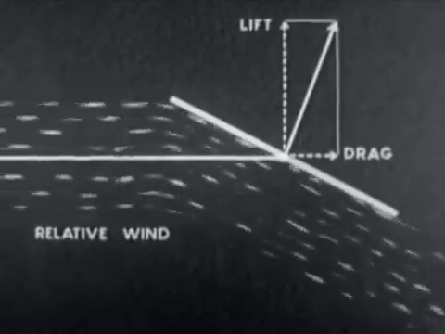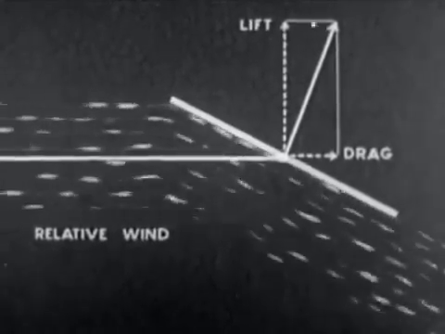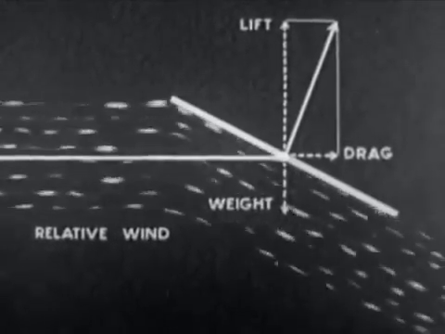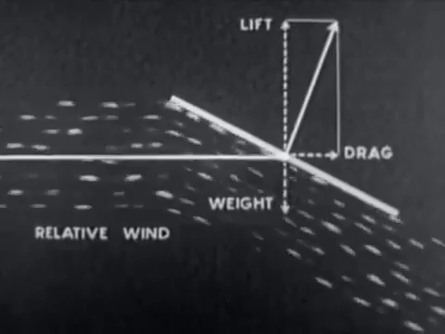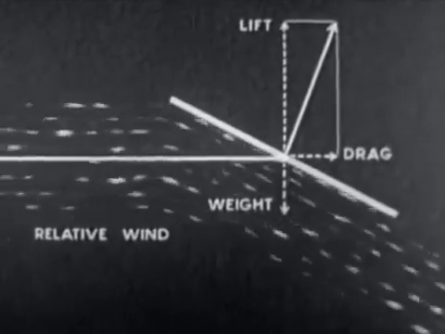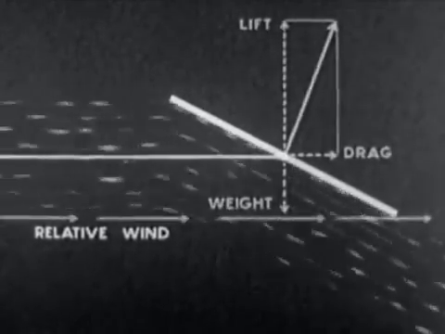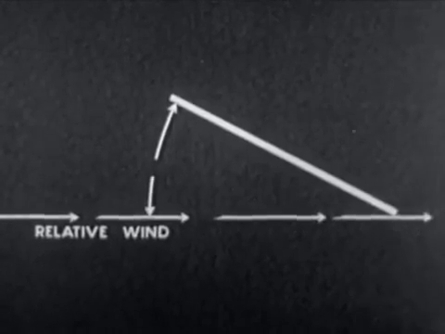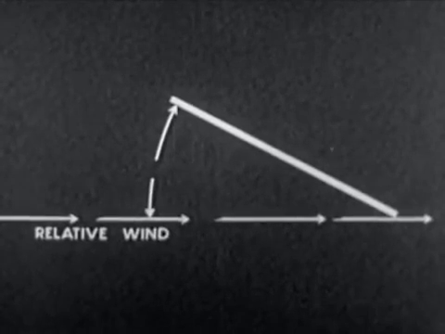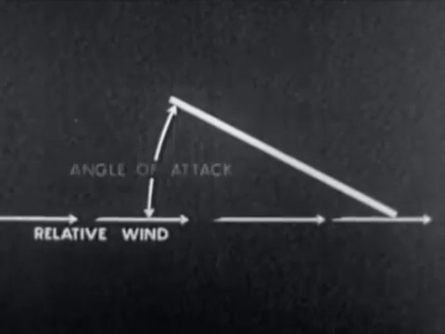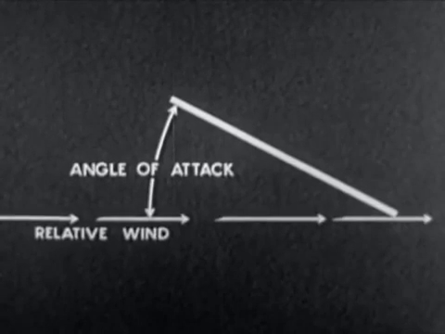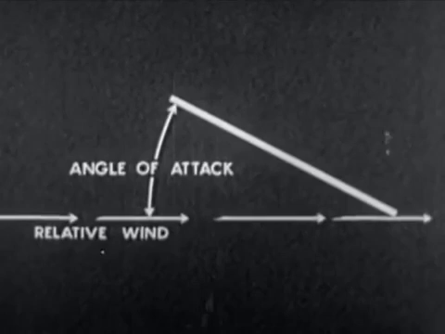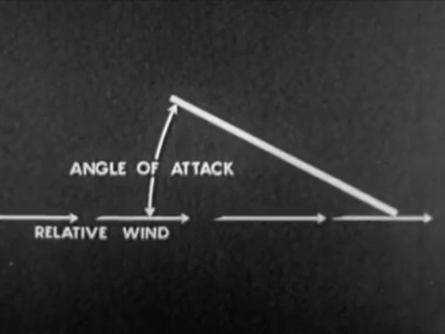If the plate is held in a horizontal airstream in this manner, lift is opposed by the weight of the plate, and drag is opposed by the tension on the cord. The acute angle between the relative wind and the face of the plate is called the angle of attack. This angle may have any value from 0 to 90 degrees. It may be either positive or negative.